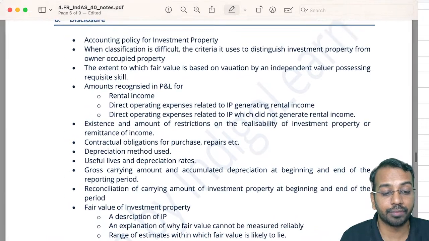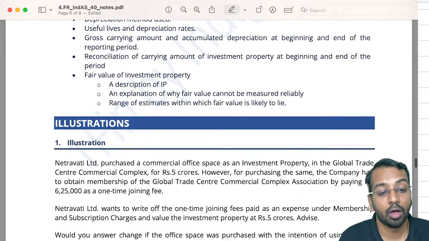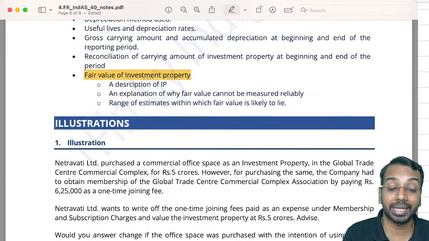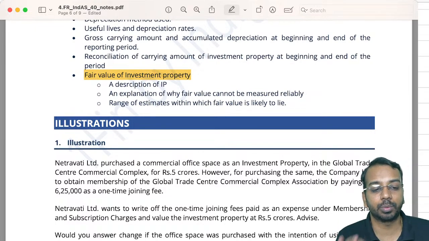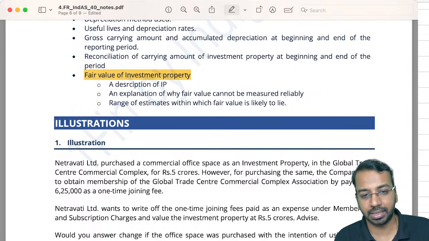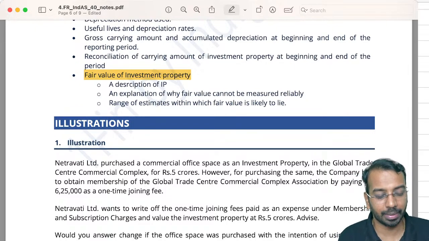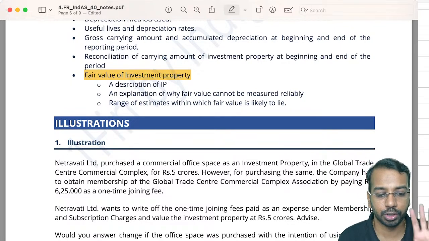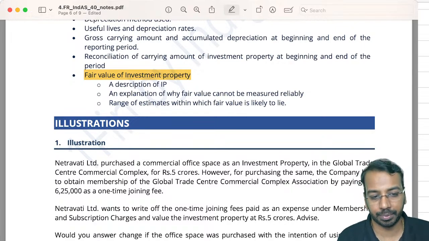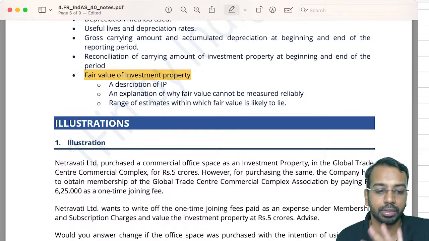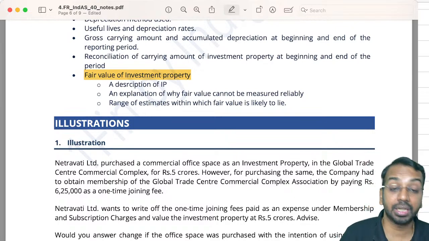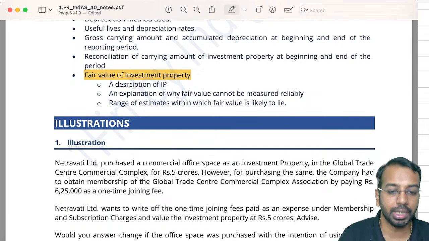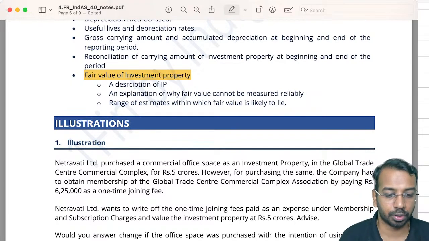Now, one very important aspect of the disclosure here is that the fair value of investment property should be disclosed. You will not recognize it, but the fair value of investment property is disclosed. As in the case of Ind AS 16, you have to show the reconciliation: opening balance, additions, deletions, depreciation, and closing balance. Same way here also you need to prepare and show the reconciliation disclosures. Depreciation will be charged, but revaluation will not be done. That is one important aspect.